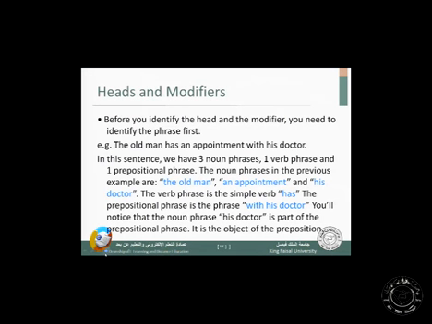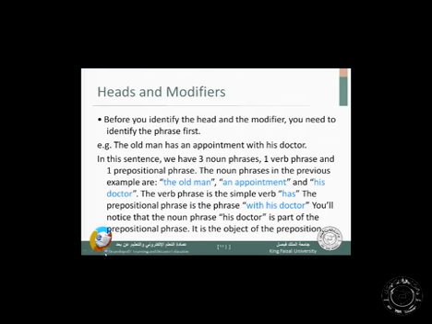So before you identify the head and the modifier in a sentence, you need to identify the phrase first, the phrase in which they come. So for example, if you have this sentence, the old man has an appointment with his doctor, you need to identify the phrases, and then you identify the heads and modifiers for each phrase. Please look at it before you see the explanation. Try to identify how many phrases we have in this sentence.